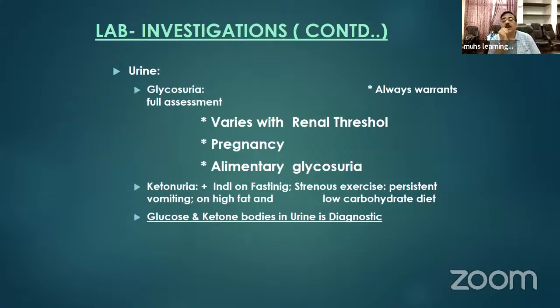The urine, what you find, glycosuria, if you find, why does it occur in urine? Because of the renal threshold. What has happened? The kidney system has the property to absorb the available extra carbohydrate.